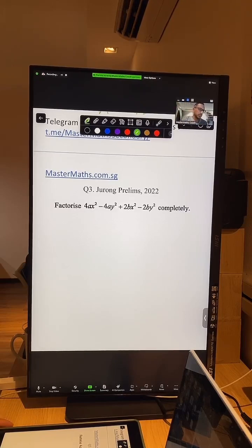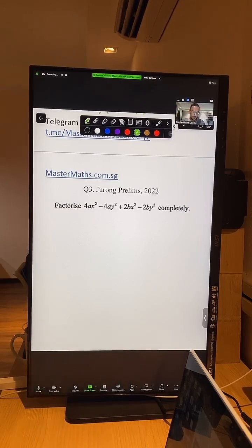Okay, let's go through this. Factorize 4ax square minus 4ay square plus 2bx square minus 2by square. Completely. Okay, completely, not halfway.